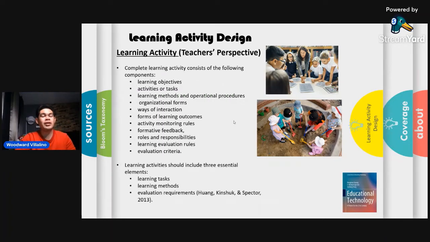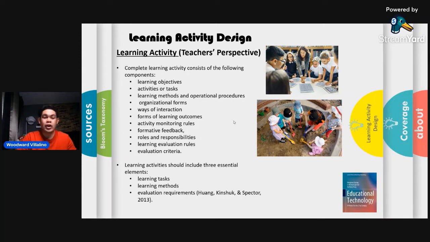So, learning activities according to the teacher's perspective. So this is according to the perspective of the one doing the design, the teacher's perspective, as I've said a while ago. So we have here the complete learning activity, which consists of the following components. So here are the components of the complete learning activity.